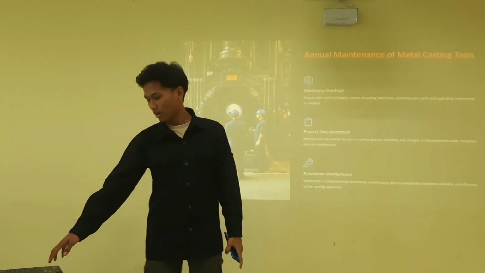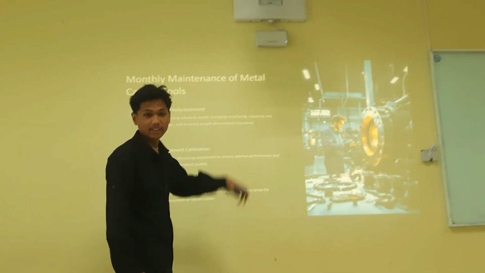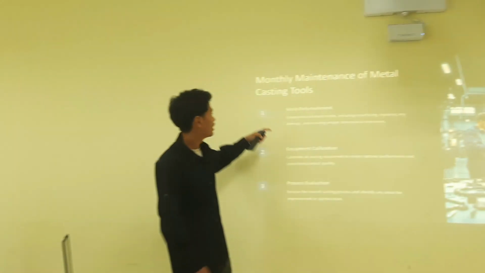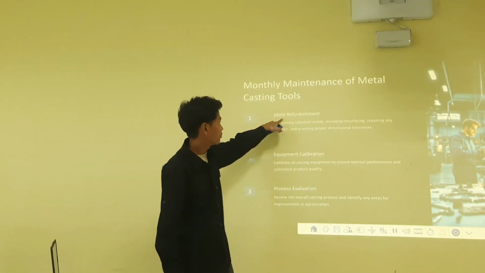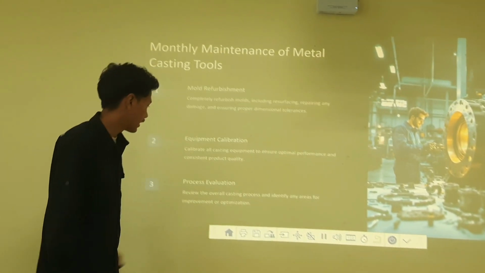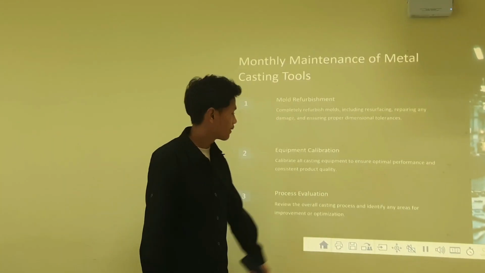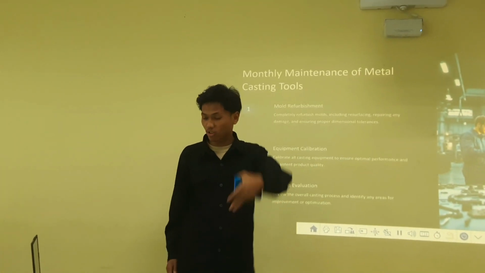Okay, next slide. Monthly maintenance of metal casting. Monthly, 3 points in this slide. Number 1, mold refurbishment, 2, equipment calibration, and 3, process evaluation.